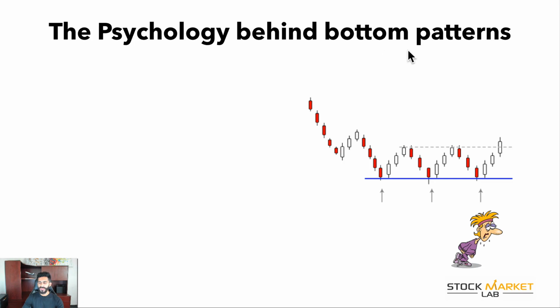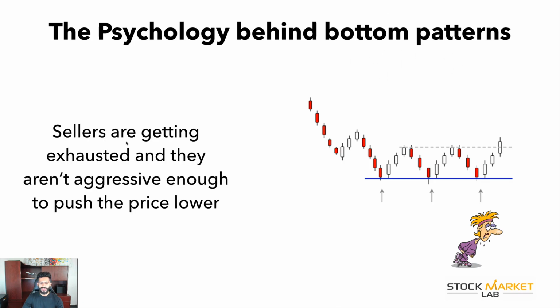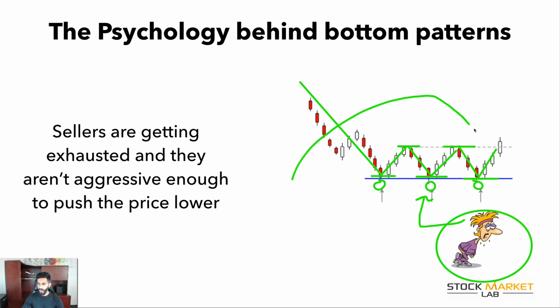What is the psychology behind bottom patterns? Sellers are getting exhausted and they aren't aggressive enough to push the price lower. You can see sellers are in control, buyers step in. Sellers are in control, buyers step in, right? Sellers can't keep trying to bring the price down. There are a lot of aggressive buyers sitting here, and sellers just get very, very exhausted. And then once or if the stock price breaks this neckline area, that is a strong breakout, right?